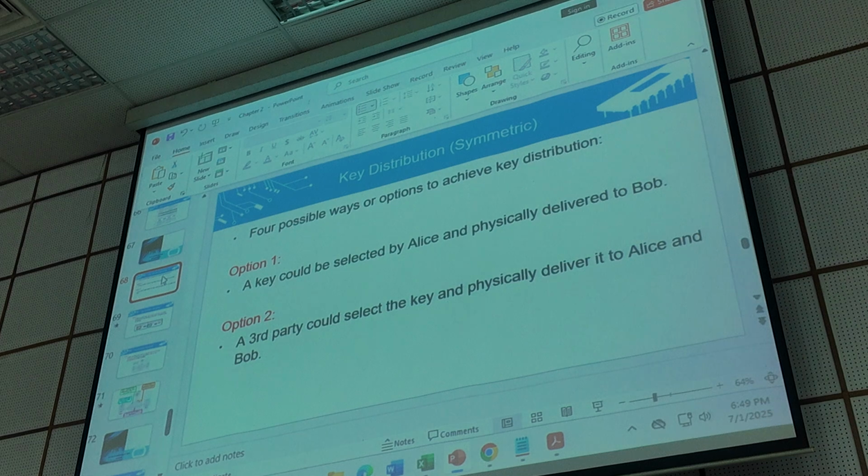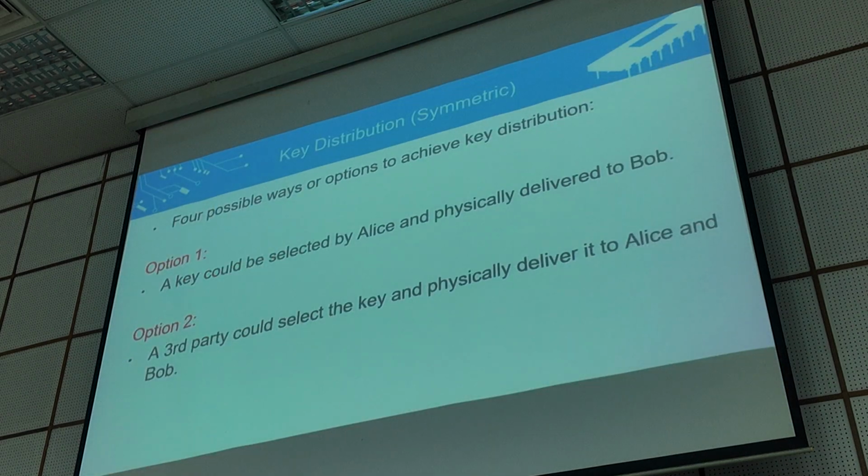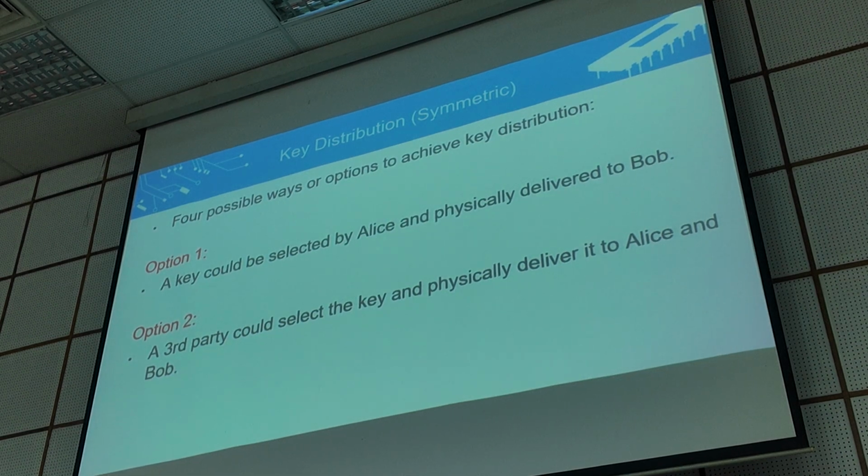Okay, the next part is key distribution. So how do you distribute a secret key to your friend? For example, you encrypt a file. You want to let your friend know the password. How do you let your friend know? You don't want to use email, because once you key in the password in the email, there may be a hacker who hacks it to read the password. How are you going to distribute the password?